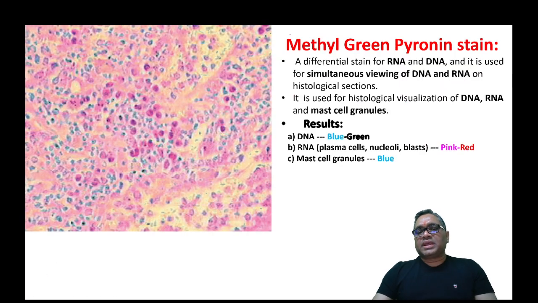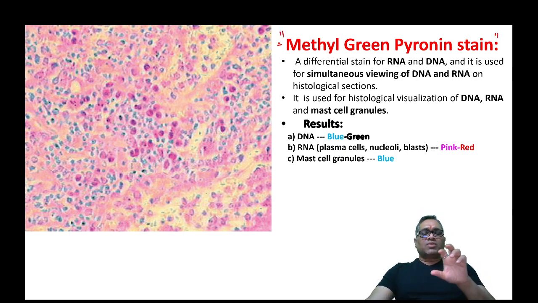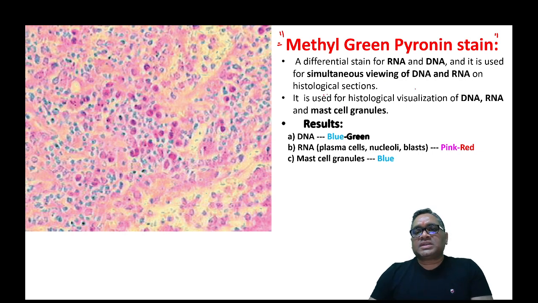Another nucleic acid stain which we use is the methyl green pyronin stain. That was a NEET PG question. Methyl green pyronin, what is the characteristic of this? We use it for simultaneous detection of both DNA and RNA. Both DNA and RNA can be detected by this, right? And apart from this, it can also identify mast cell granules.